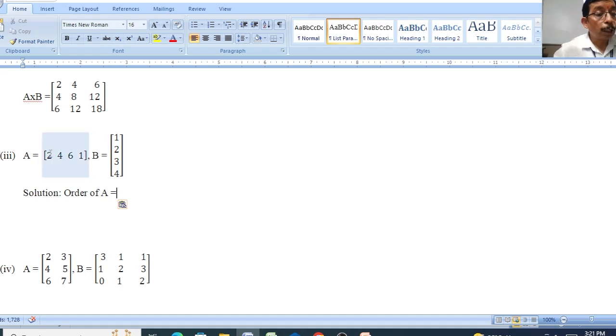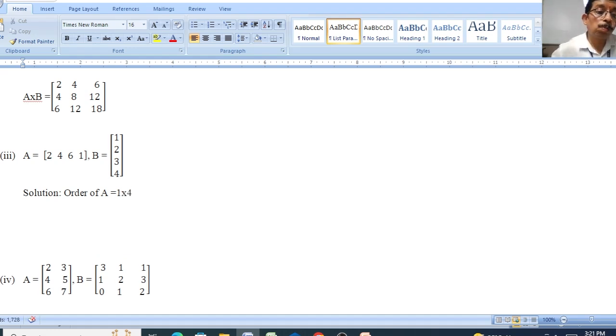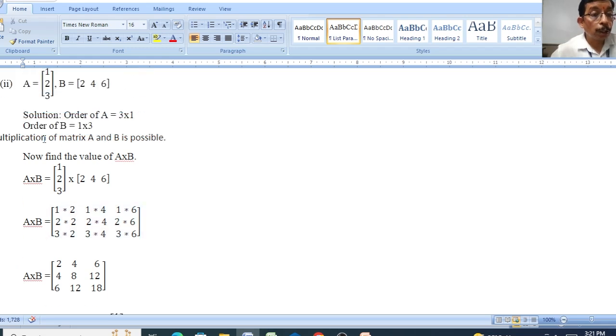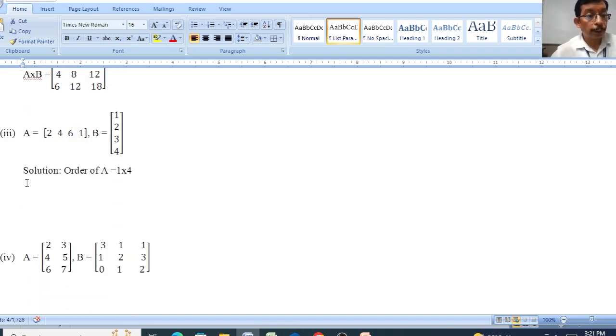Order of A. How many rows? One row, four columns, so 1 by 4. Order of B. What is the order of B? So how many rows? 4 rows. And how many columns? 1 column.